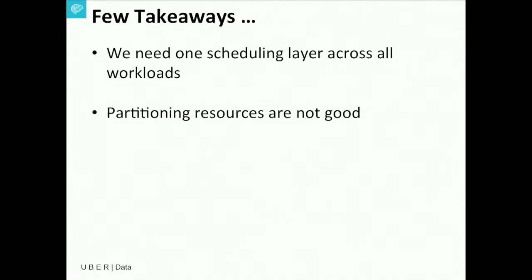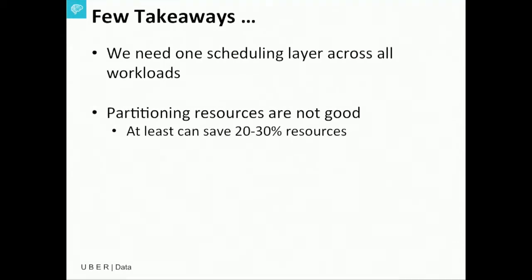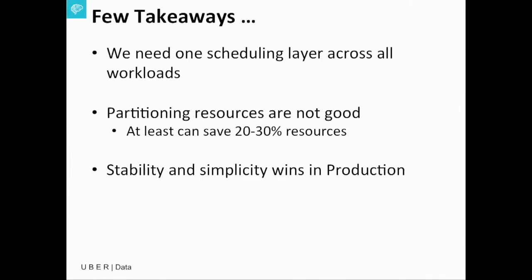Partitioning resources is not good, so we need to have one pool of resources. We did some experiments, and we found that if we schedule everything together, we'll save at least 20 to 30% resources. I think in the Google Borg paper, they also talk about it. So what we thought: 20 to 30% resources is a very, very big amount of money we save. So that is pretty compelling.